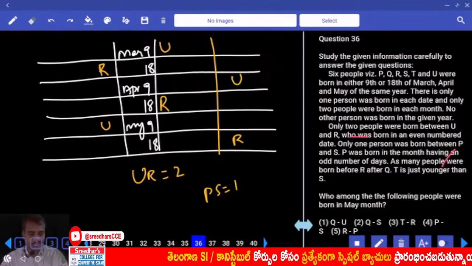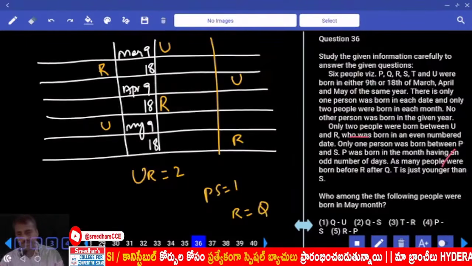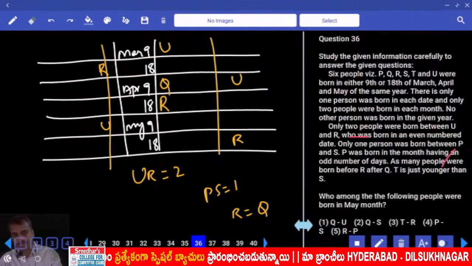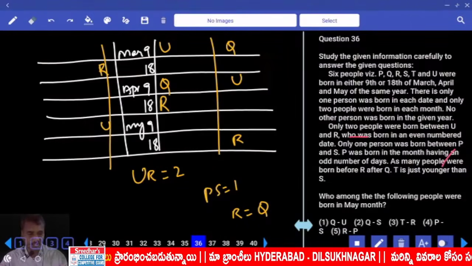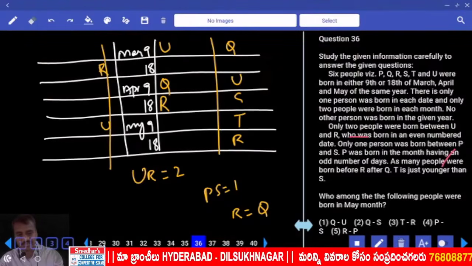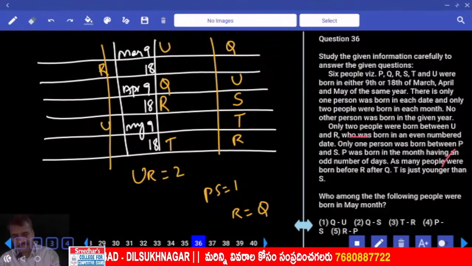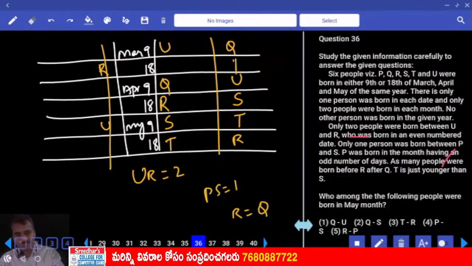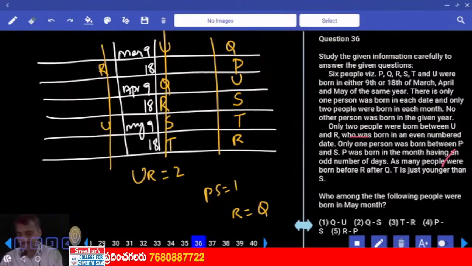And as many people are born after Q as before Q. R and Q need to have equal. Now this is not possible. Here R is from the bottom, Q is here. Then T is just after S; T and S must be adjacent to each other. Then between P and S there is exactly 1. P is here. Here P and S, 1 is not possible. Now this is the final arrangement.